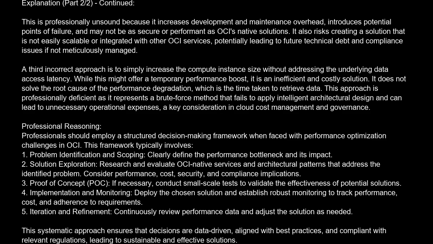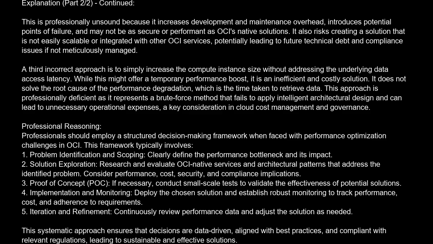A third incorrect approach is to simply increase the compute instance size without addressing the underlying data access latency. While this might offer a temporary performance boost, it is an inefficient and costly solution. It does not solve the root cause of the performance degradation, which is the time taken to retrieve data. This approach is professionally deficient, as it represents a brute force method that fails to apply intelligent architectural design and can lead to unnecessary operational expenses, a key consideration in cloud cost management and governance.